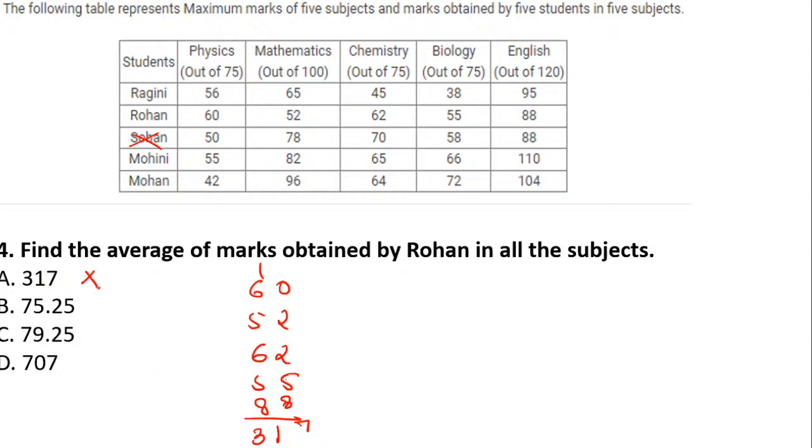Now you see, the first option is 317. Don't mark 317 as the answer, because they are asking you the average marks. How do we calculate average? We calculate the sum of all the numbers divided by how many subjects we are comparing. So we are comparing 5 subjects. So 317 divided by 5, 5 6 are 30.